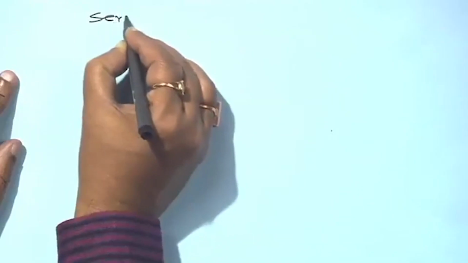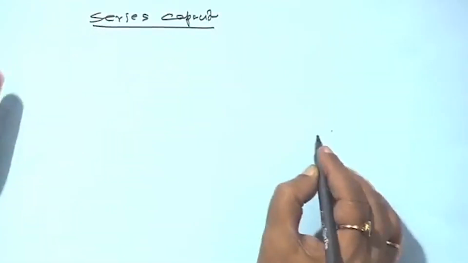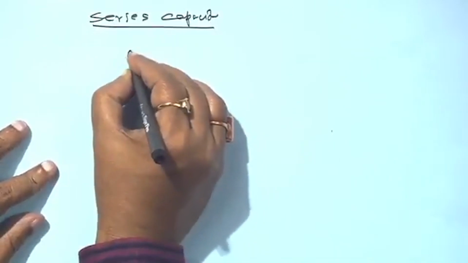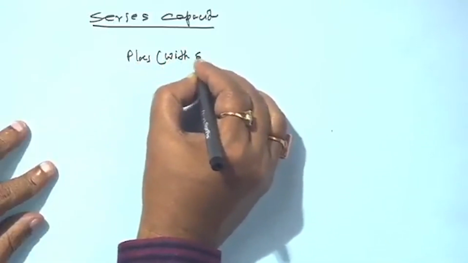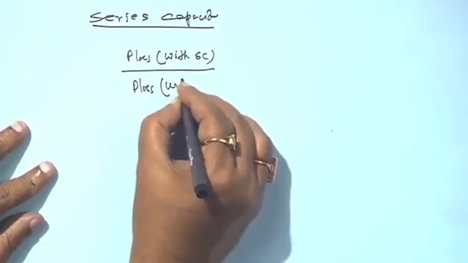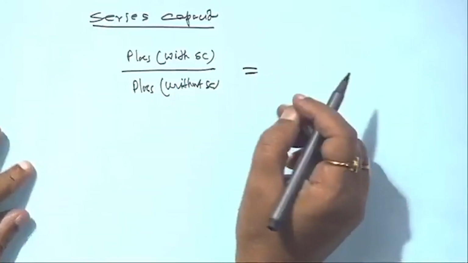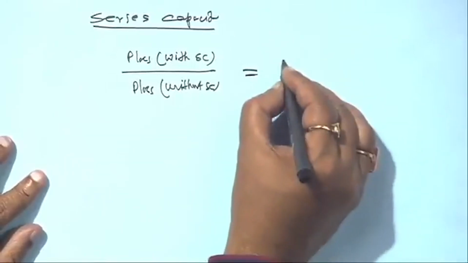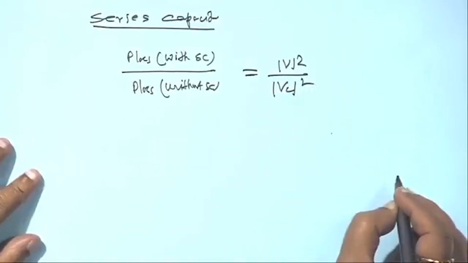Okay. So, just before taking a few examples, let us summarize what we have studied for series capacitors. You will find some interesting things. When you use a series capacitor, the power loss with the series capacitor divided by the power loss without the series capacitor is inversely proportional to the square of the voltage magnitude. So, we got this V square upon V c square.